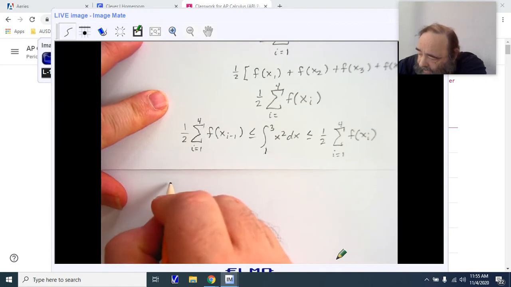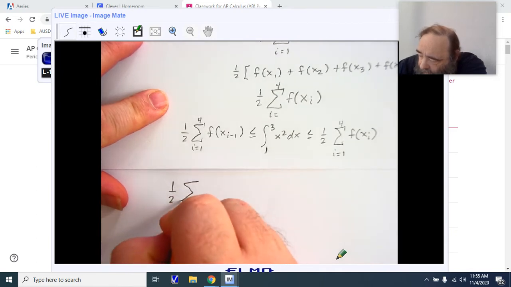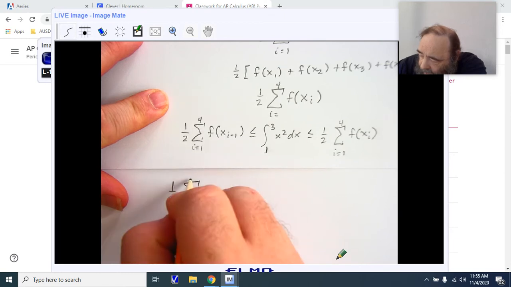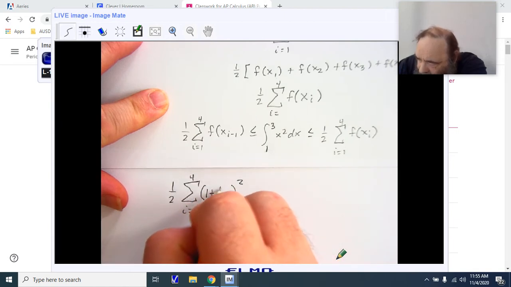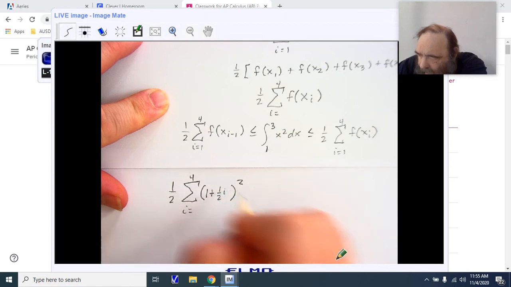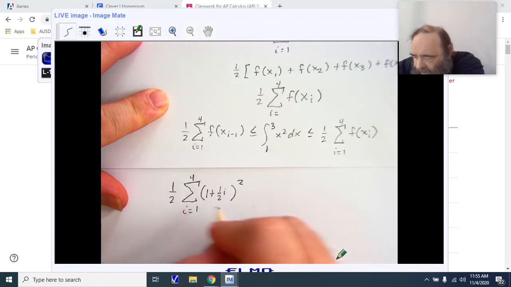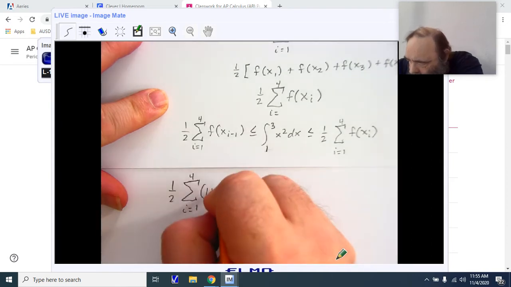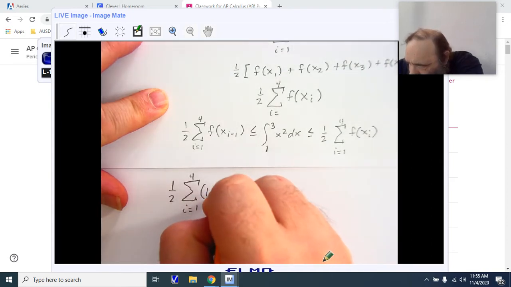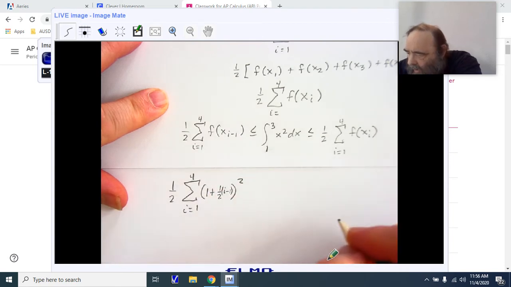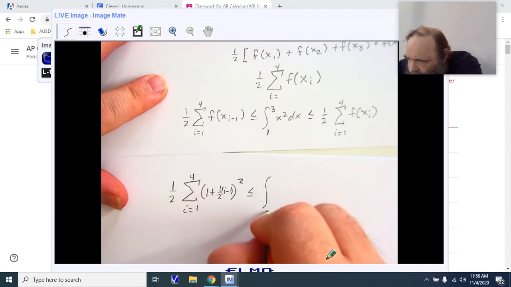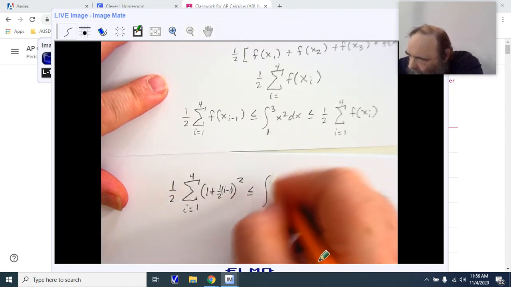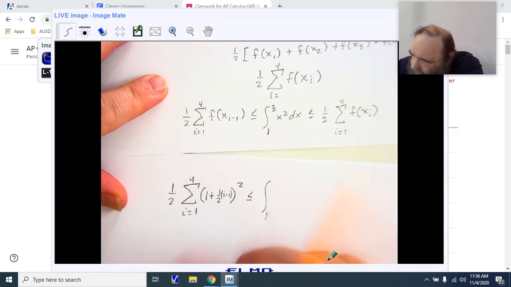So let's just go ahead and look at that. 1/2 the summation as i goes from 1 to 4, and we're looking at x squared, where we have 1 plus our delta x happening i times, and that i is starting from 1 to 4. And we want i minus 1 for the lower. Then we have integration in between. Oops, let's go from 1 to 3.